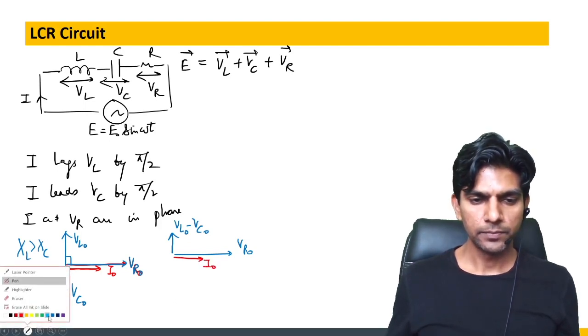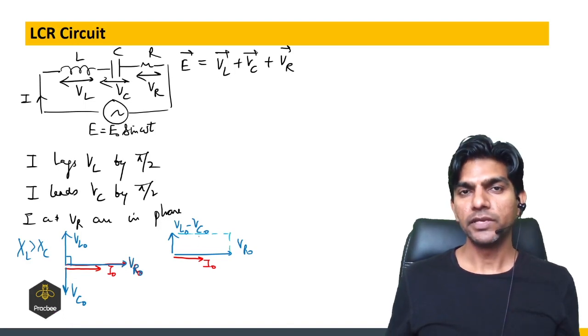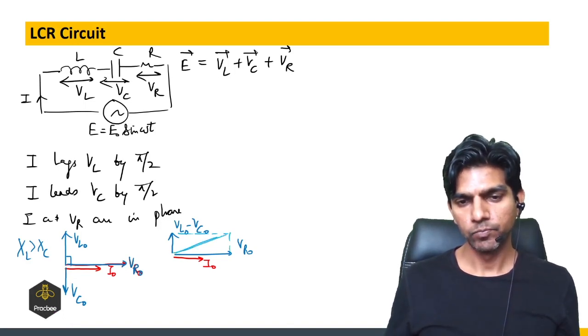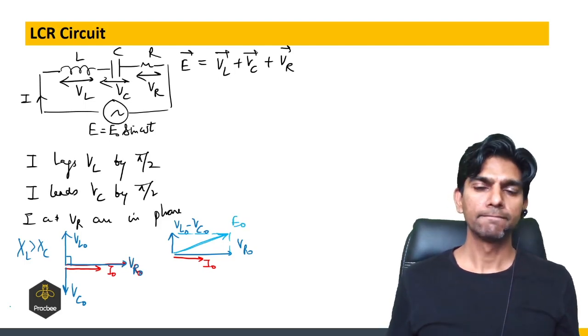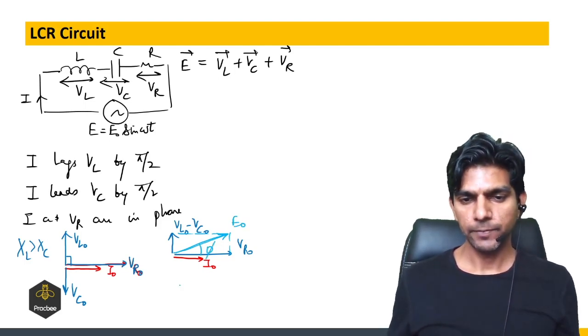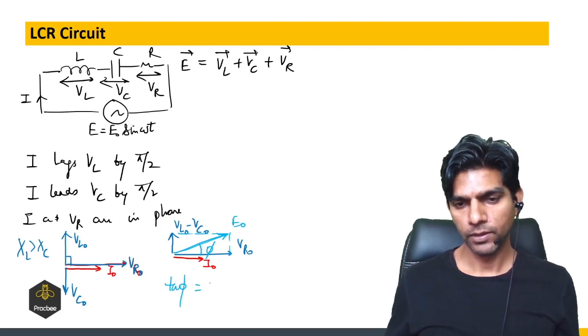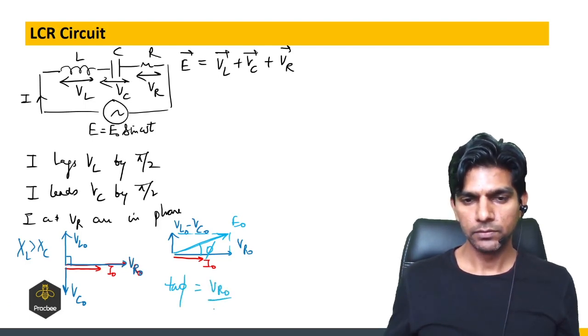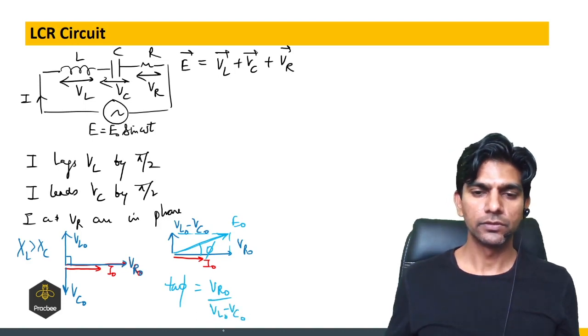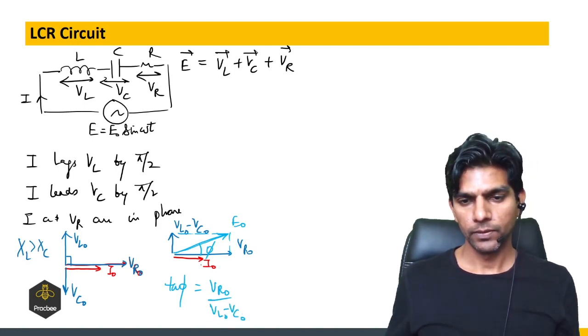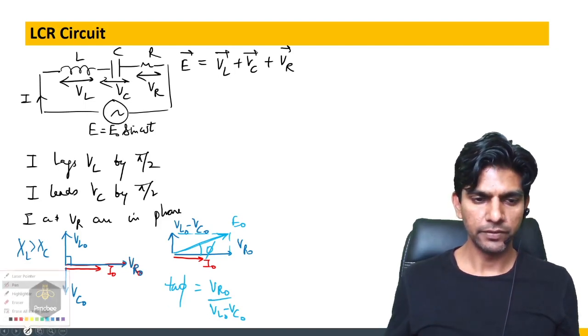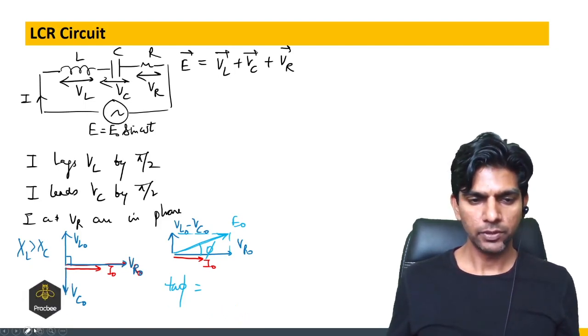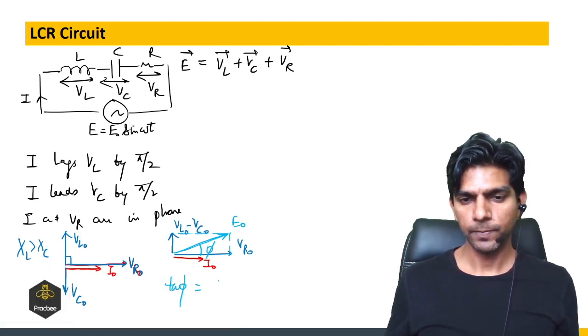Now the resultant of these two vectors will give us E naught, right? And this is the phase difference phi. So tan phi can be written as VR naught upon VL naught minus VC naught. Got it? Sorry, I made an error. It is perpendicular, and the perpendicular here will be VL naught minus VC naught, and the base is VR naught.